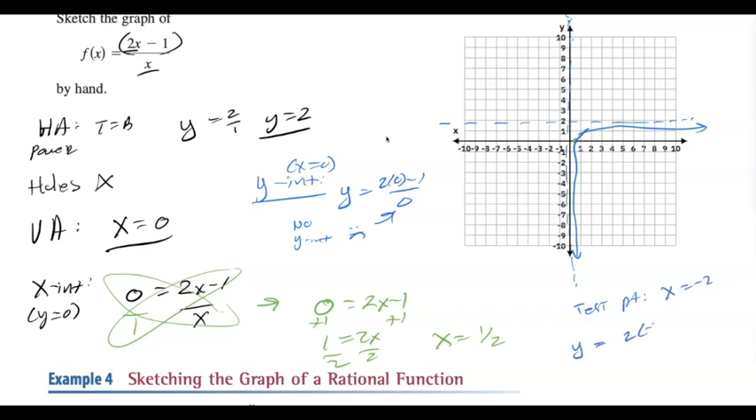I don't know, just pick one of them. So 2 times -2 minus 1 over -2. I get -4 minus 1. I get -5 over -2, 5 over 2. I get a positive number. 5 over 2 is like 2.5. We have to make sure it's going to be up here. So it's up there. So it's going to be like this. And there we go.